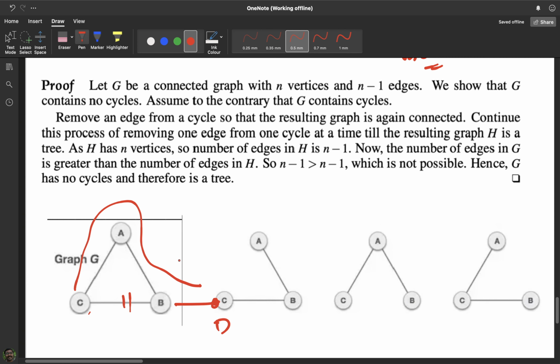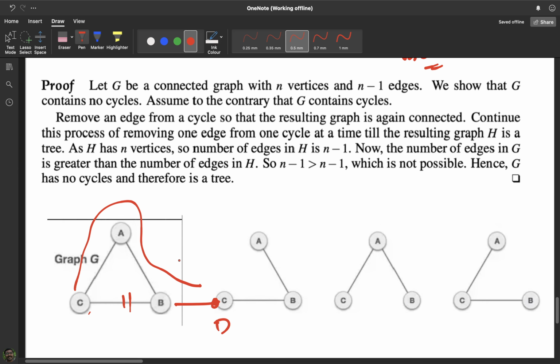So if there is one circuit, you delete one edge from the circuit so that the graph is not disconnected. And if there are more circuits, again you delete one edge from the next circuit. Like that you delete one edge from all the circuits, so that the resultant graph is now circuit free and is also connected.